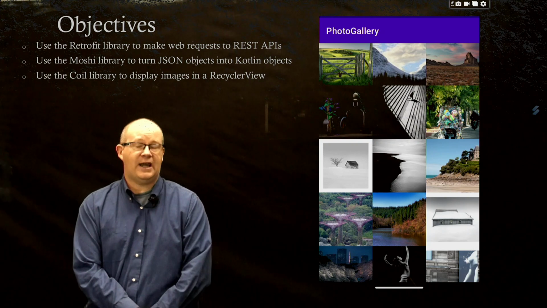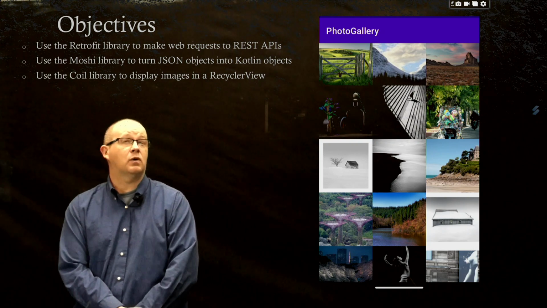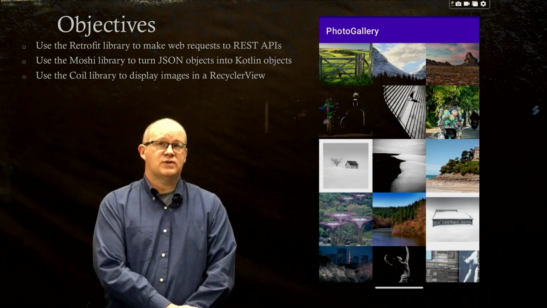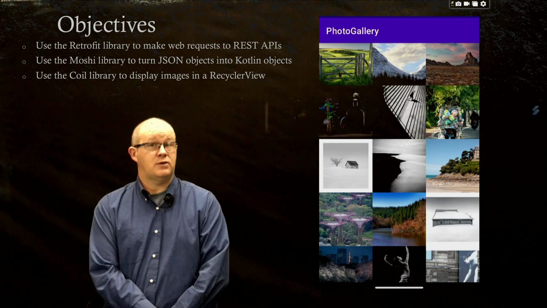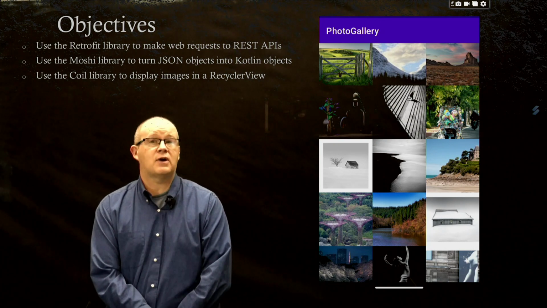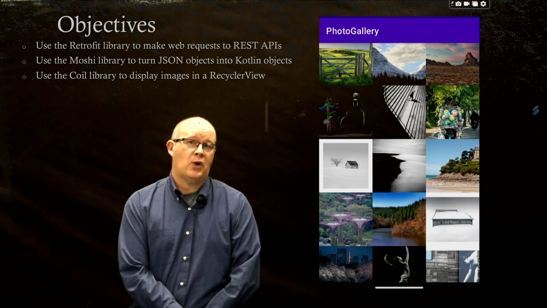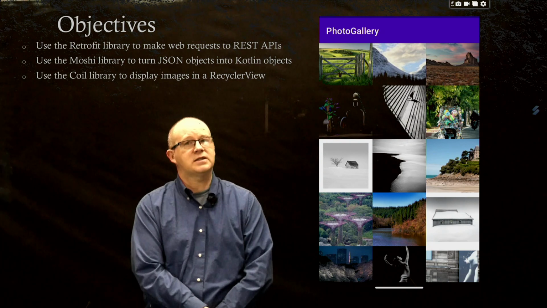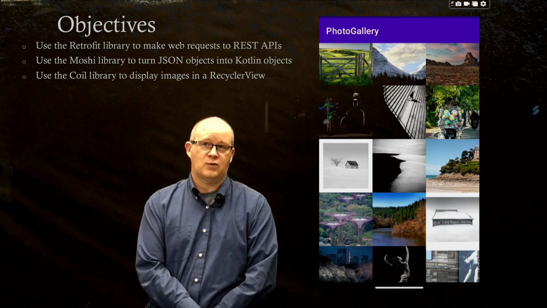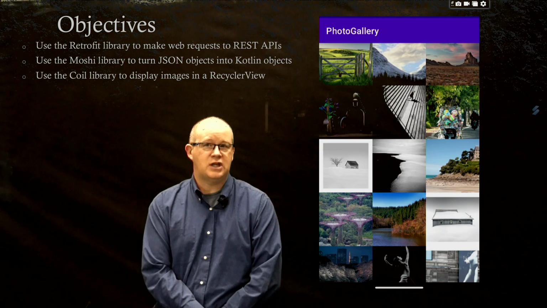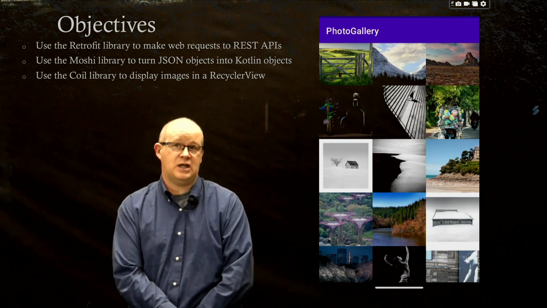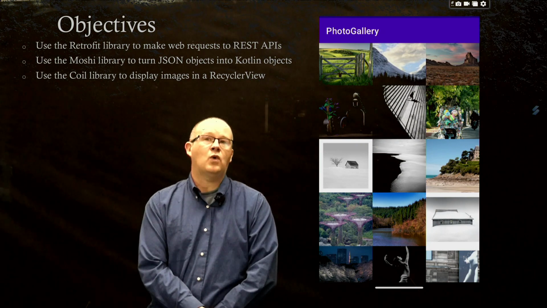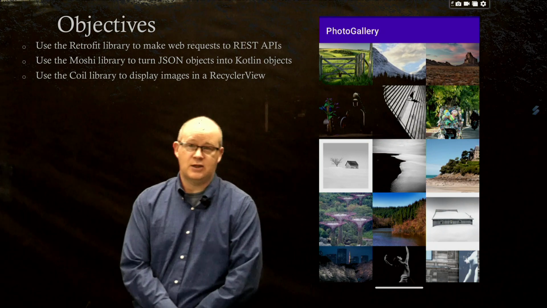Over the course of the chapter, and I anticipate about 10 videos, so a long one, our last long chapter, we are going to use a bunch of new libraries so we can make use of their tools, so we're not creating all of our code from scratch. The first part of the application, we're going to use the Retrofit library to make web requests to REST APIs. Then we're going to use the Moshi library to turn JSON objects into Kotlin objects. And then finally, and this is a much shorter objective than the other two, we're going to use the Coil library to display our images in the recycler view.